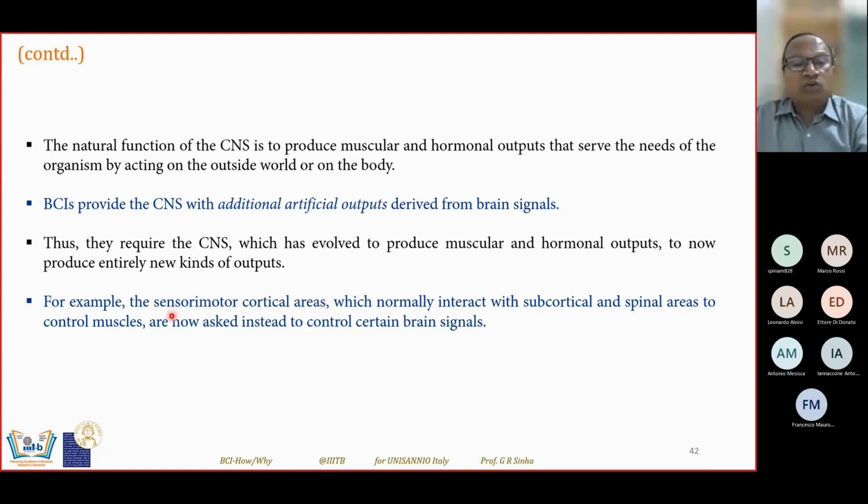I was trying to explain what the sensory motor cortical areas are, where the area is responsible for sensory as well as especially those motor tasks where you have some sensor based thing. Your eye blinks are affected by some sensor input, stimuli input. So that will definitely be controlled by this. These areas normally interact with subcortical and spinal areas to control muscles, and here instead they control certain brain signals.